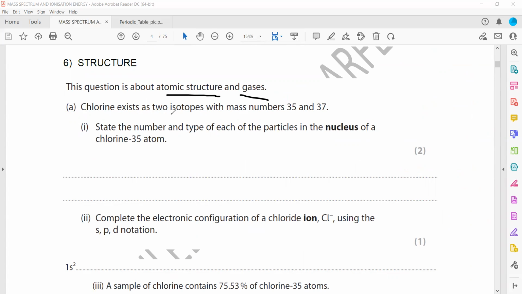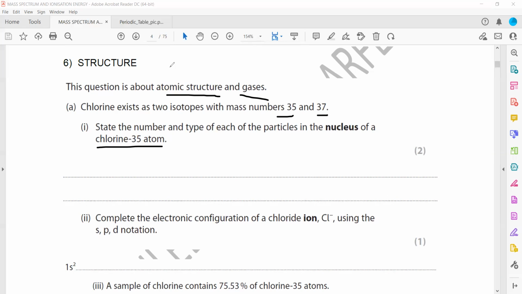Chlorine exists as 2 isotopes, which have mass numbers 35 and 37. State the number and the type of each particle in the nucleus of chlorine 35. So they are only asking for the nucleus. The nucleus does not contain electrons.